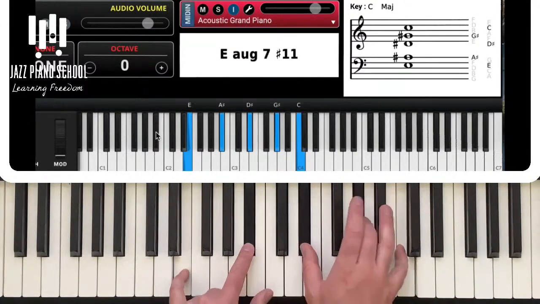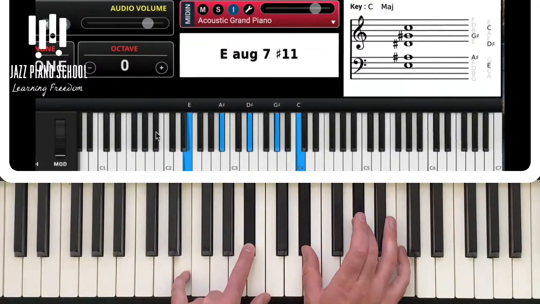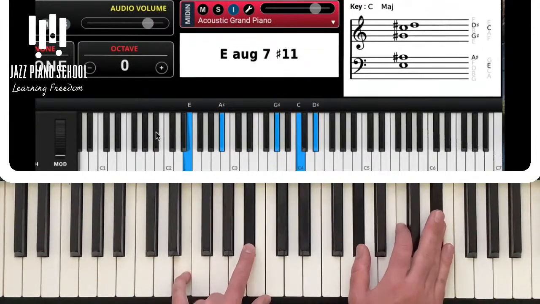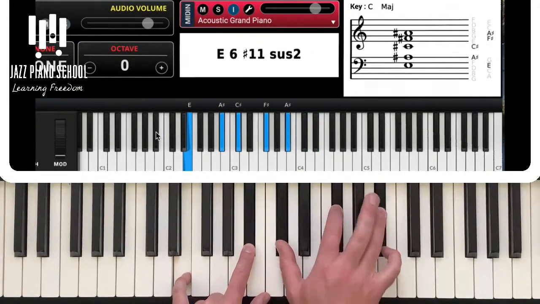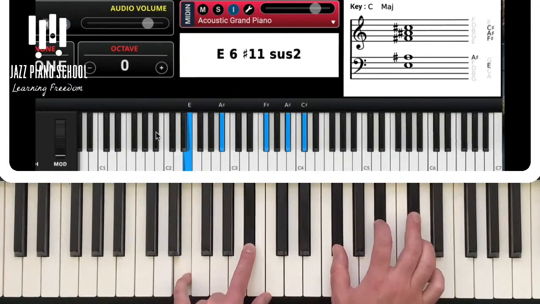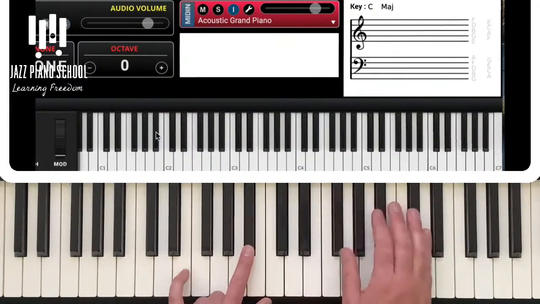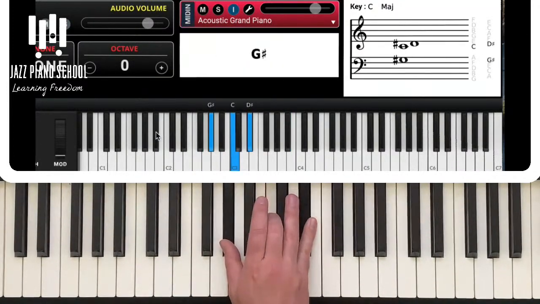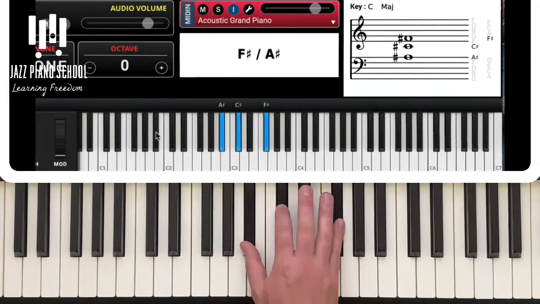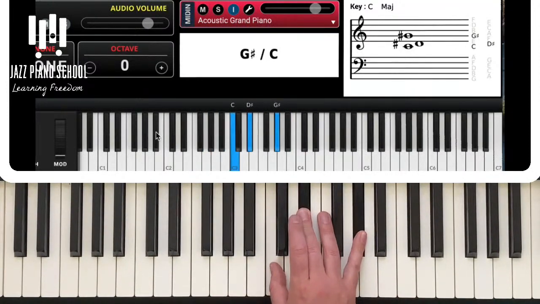You can go, here's my upper structure triad, second inversion, right, of my flat 6. Here's my upper structure triad, my G flat major triad, but second inversion. You see that? So, right? I'm just kind of switching back and forth. I'm just moving up and down in triads.